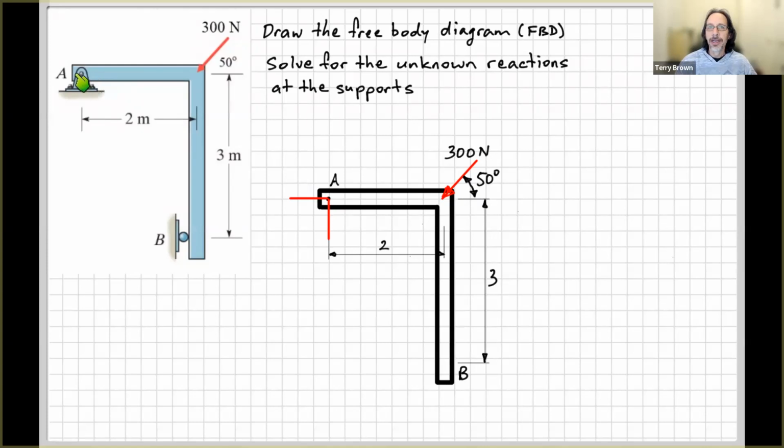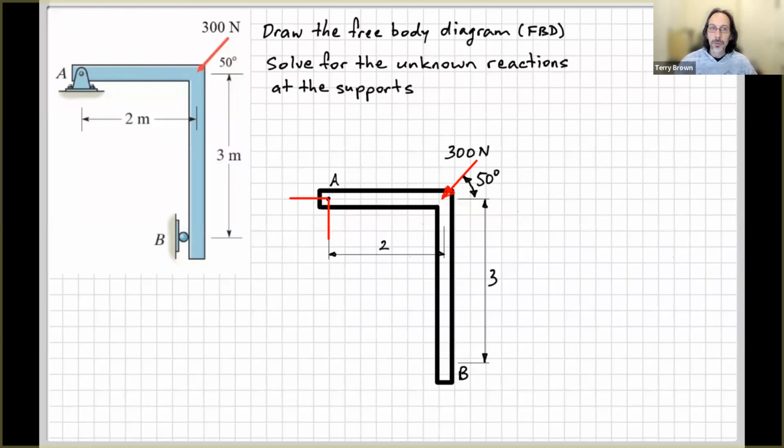At a pinned connection, this type of connection prevents the object from translating. So it can't move as a rigid body to the right and it can't translate as a rigid body upwards, but it can rotate about point A. So there's no moment reaction, but we do have two force reactions here, a horizontal one and a vertical one. The other way that we could represent this would be a single force at some unknown angle or unknown direction. But usually we'll just put the two components here like I've done.